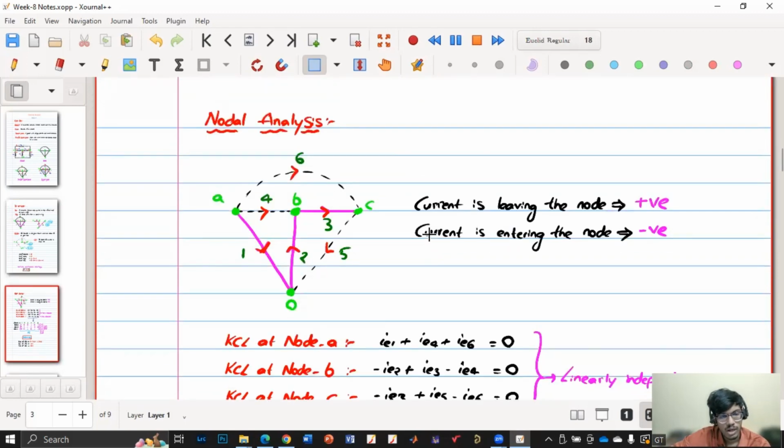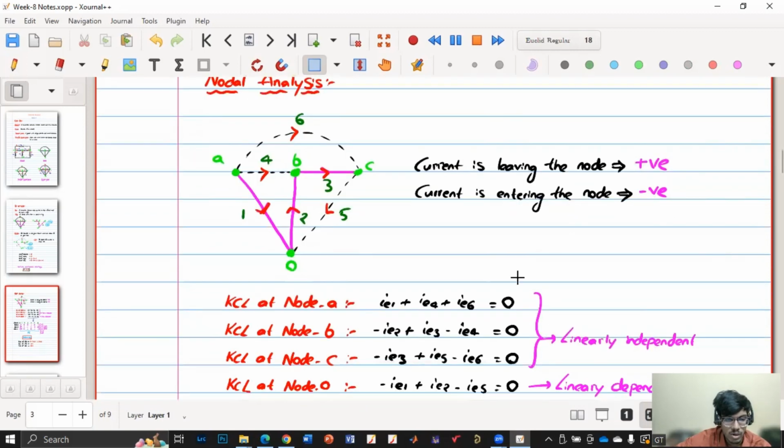And then we went to nodal analysis. In nodal analysis, first we do KCL. Then we represent the element voltages in terms of node voltages. Here we have considered this convention: current leaving is positive, current entering is negative. It is the same for all the nodes; at all the nodes we follow the same convention. Whereas for cut set, the convention is different.